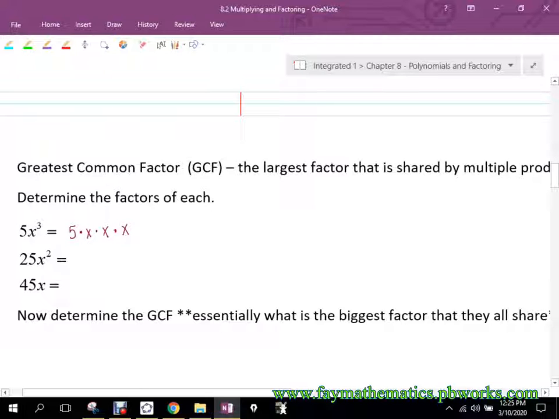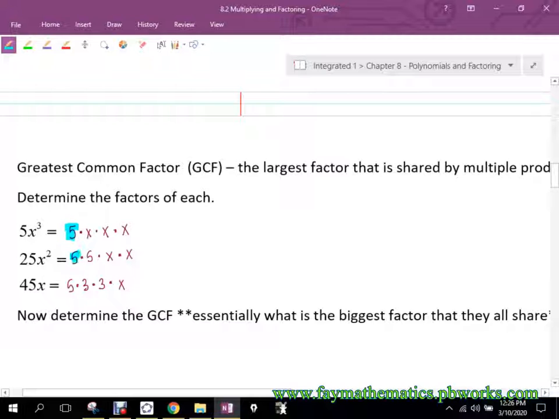Okay? What's 25? 5 times 5, right? What does x squared really mean? X times x, right? And remember, x's are just numbers, correct? Okay, what's 45? 5 times 9, but what's 9? 3 times 3, right? And then the x is just times x, right? Now remember, the x's are numbers. So let's go through here and highlight what all of these share. Do they all share a 5?